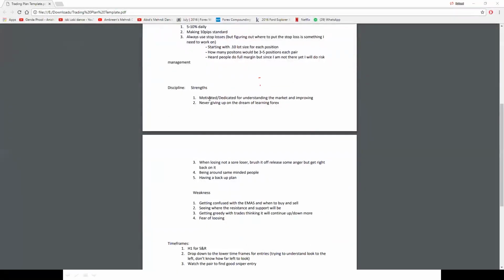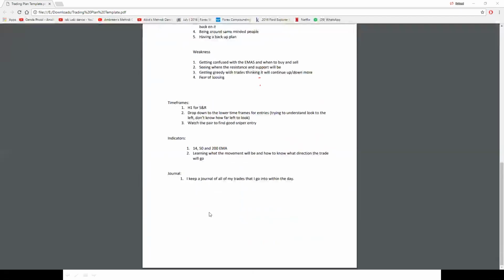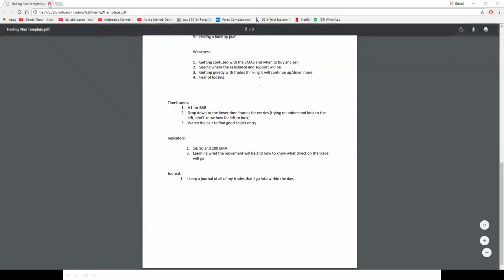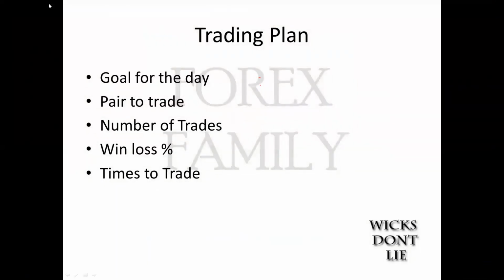You need to know what your strengths are. Motivated, dedicated, never give up and dream. Even if they lose a trade, that's okay, he's okay with it. Then there's weakness: confused with the EMAs. If you're confused with EMAs, don't use EMAs. Stick to support resistance. Getting greedy, time frames, indicators, journal. A great example of a trading plan. It's going to be in the drive. I'm going to share it in Ted's drive too. So that was the example of a trading plan and why a trading plan is very, very important.